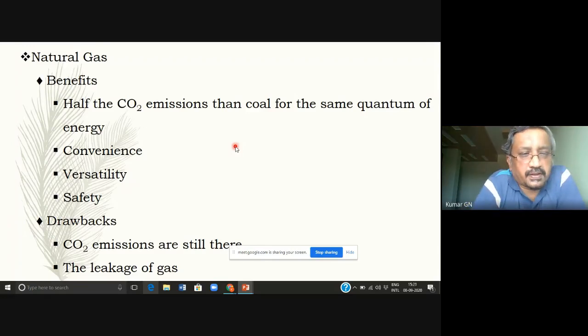Versatility and safety. As I said, because of its properties, it is safe, and it can be used effectively and safely. Drawback: carbon emissions still exist because it is made up of carbon and hydrogen elements. So carbon will be converted into carbon dioxide or carbon monoxide, and there will be leakage of gas even when we are extracting natural gas. We cannot capture 100%. Some leakage will be there, during transportation or during filling of the gas. That is hydrocarbon. I mean, natural gas escapes and mixes with the surrounding air, and maybe carbon dioxide will increase.